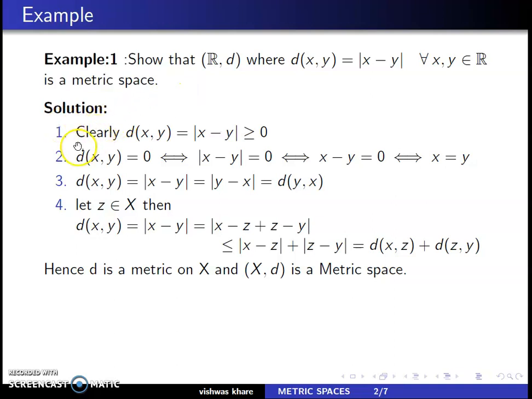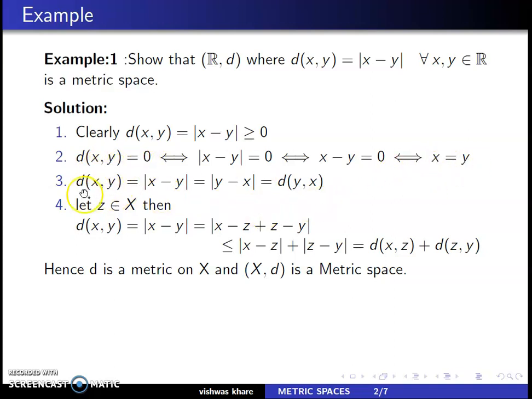Solution. First, clearly d(x,y) equals modulus of x minus y is greater than or equal to 0, because we know the modulus of any real number is greater than or equal to 0. Second, d(x,y) equals 0 if and only if modulus of x minus y equals 0, if and only if x minus y equals 0, because if the modulus of a real number is 0, then the number itself is 0. This gives x equals y.